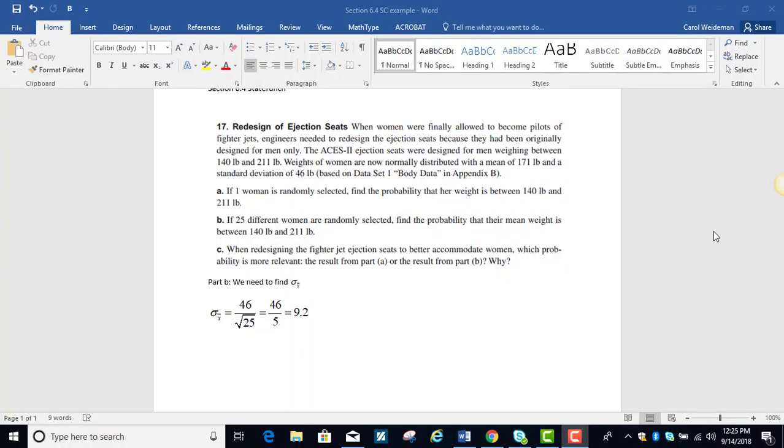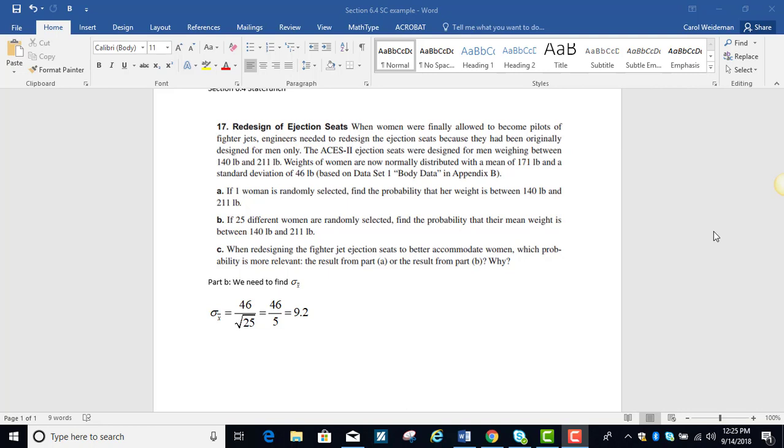This problem will demonstrate some of the concepts in section 6.4, and we'll use StatCrunch. So the question is, when women were finally allowed to become pilots of fighter jets, engineers needed to redesign the ejection seats because they had been originally designed for men only. The ACES-2 ejection seats were designed for men weighing between 140 pounds and 211 pounds.